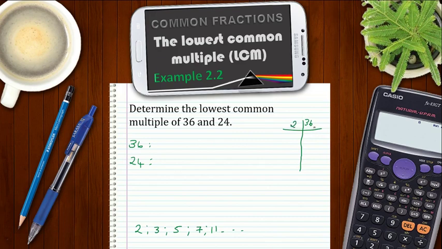Yes. How much is left? 18. And then can 2 go into 18? Yes. 2 goes into 18 9 times. Can 2 go into 9? No. So 2 is done. Then we move on to 3.